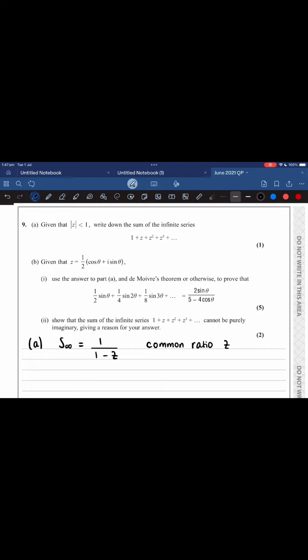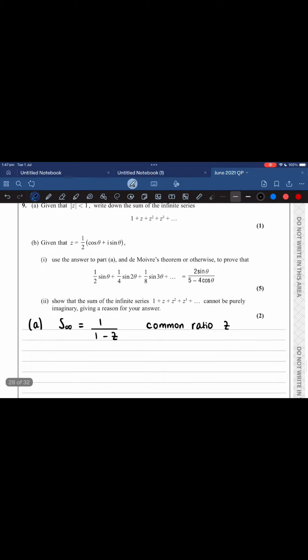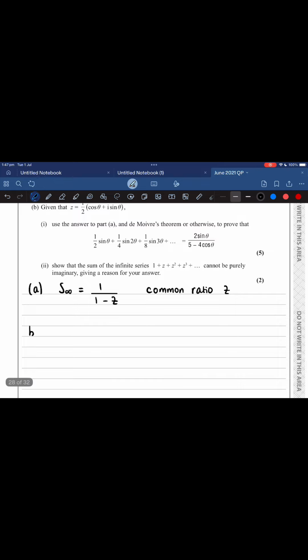So today we're going to be tackling a question that only 17% of students got right. So part A, pretty simple. It's in the formula book. It's just a geometric series.